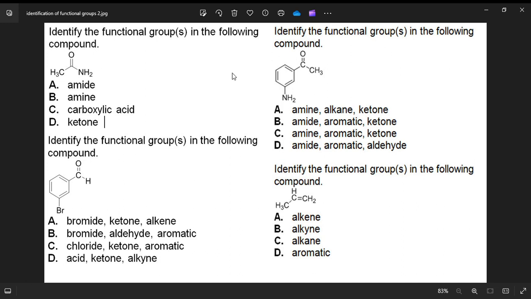Experiment 10, and that is identification of functional groups 2.